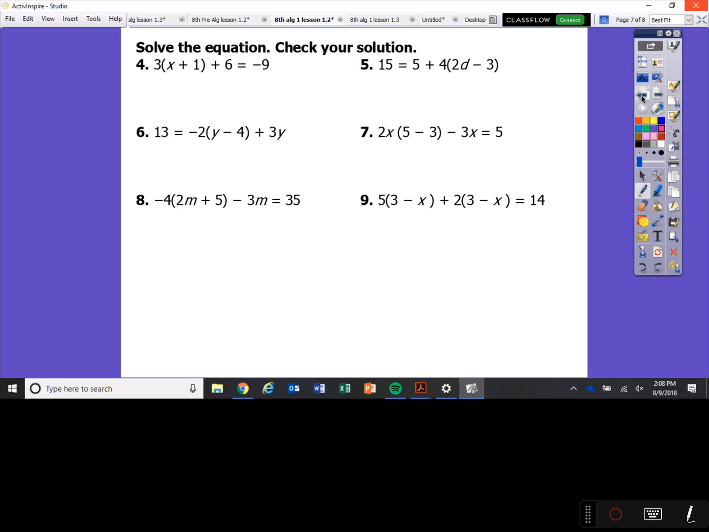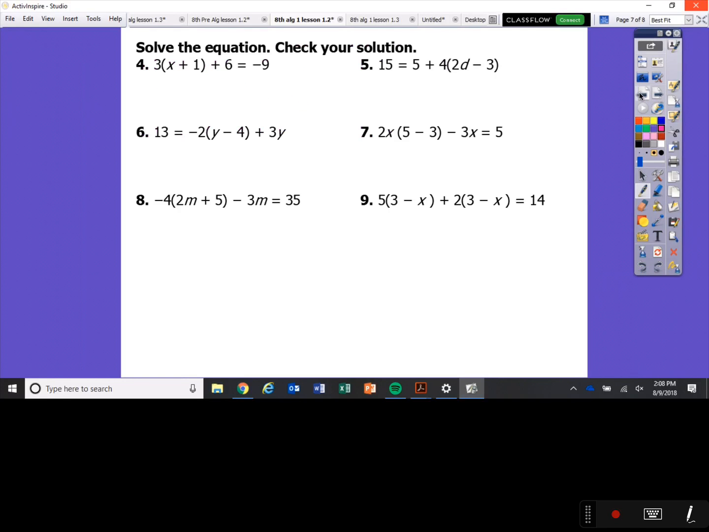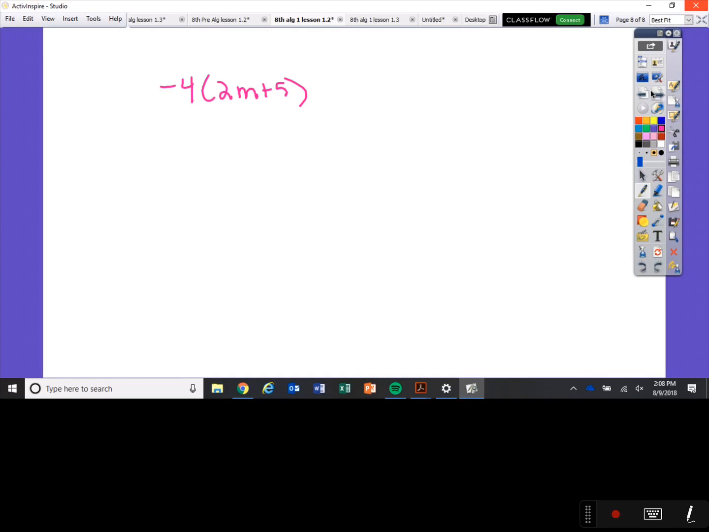All right. I think most of you are done with this one. Alina, stop guessing. We ready to work this one? No, not ever. -4 times the quantity 2m plus 5, minus 3m equals 35.